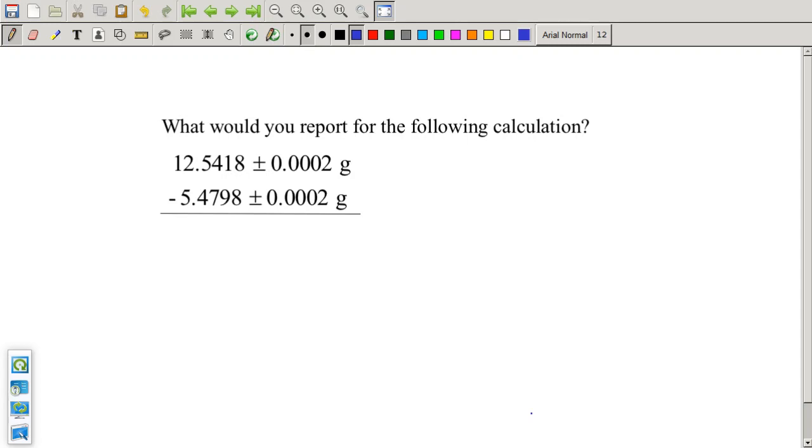So this is more likely for analytical chemistry. We're taking a difference. In other words, we're trying to figure out the mass of something we've put into a container by subtracting the mass of the empty container. In this particular case, our absolute error is 2/10,000ths of a gram. So what are we going to report for our calculation? First thing we're going to do is take the difference between the two numbers. What do we get for that?